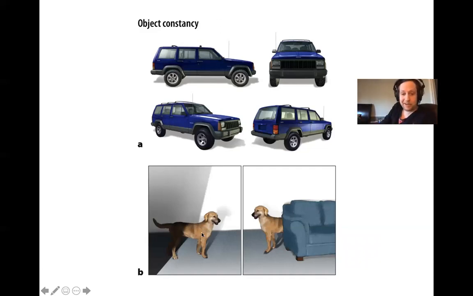Same here with this dog. It's in different contexts and slightly different positions. There, the shadow's covering its behind. There, it's facing the other direction. There's a couch covering its behind. And you can still tell it's the same dog, even though it's facing different ways and is in different situations. You still can tell it's the same dog. And that's the idea of object constancy.